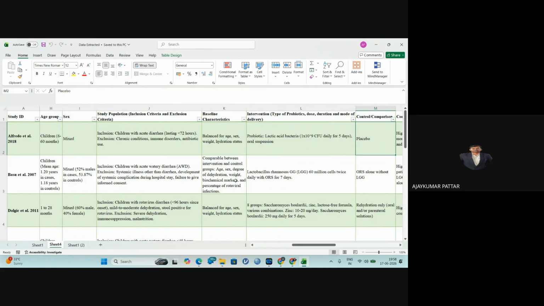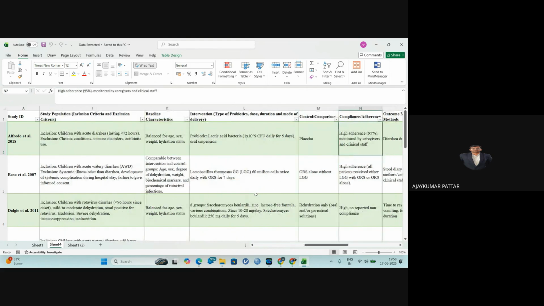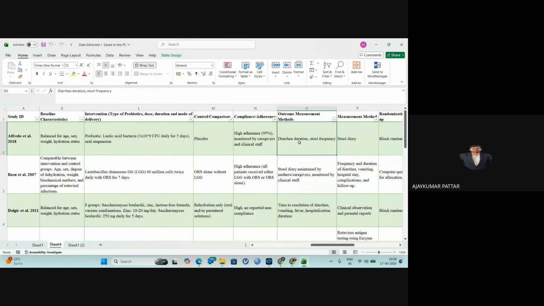Then intervention: which intervention they used in that particular paper has to be given in this column. This particular paper used lactic acid bacteria, so we have to mention that. Then which control or comparison group was taken: they have taken placebo, so we mention that. Then outcome measures: diarrhea duration, stool frequency.